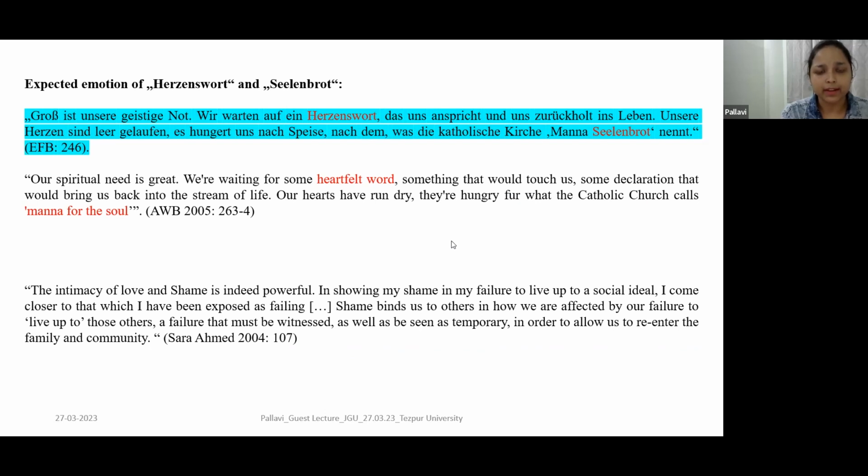So Sara Ahmed writes, there is the relationship between love and shame. One can feel shame, which is not the case with Anonyma here, the narrator, but she's craving for love and empathy from her loved ones so that she can re-enter the family and the community again.